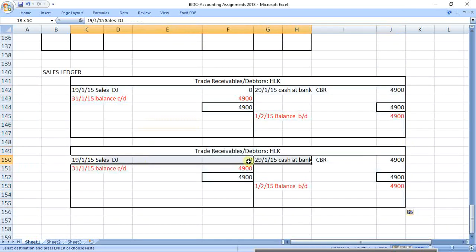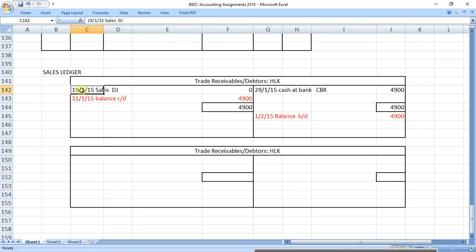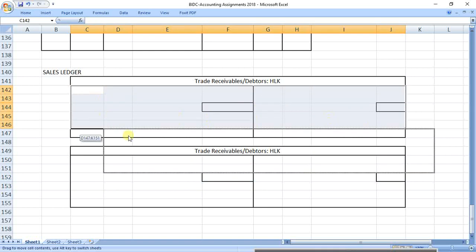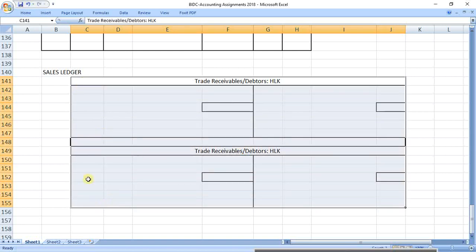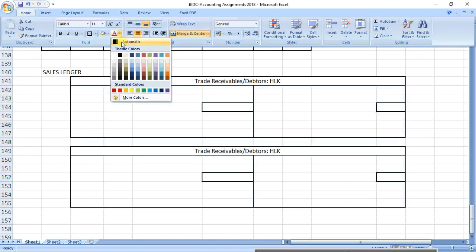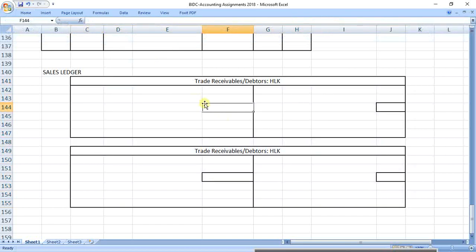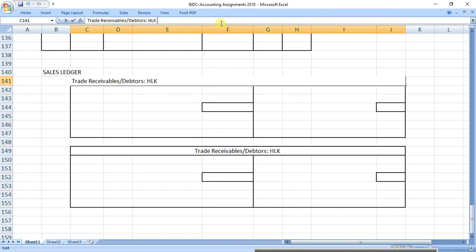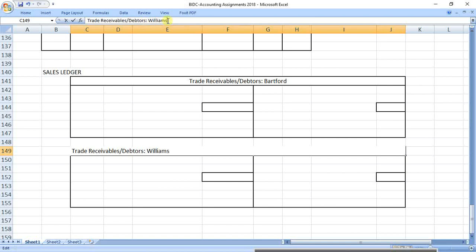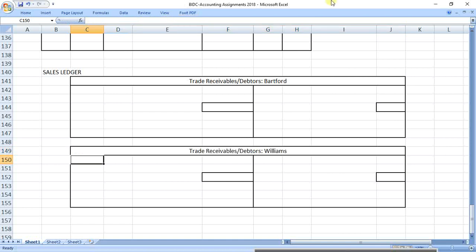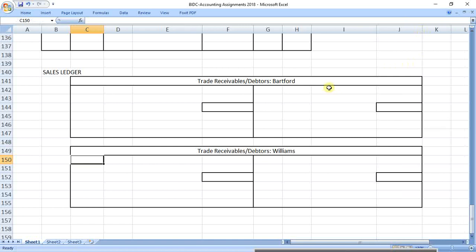Right, how many are you going to have? You're going to have 2. You're going to have trade receivable / debtor. Who's the first one? Bartford. And who's the second one? Williams. Alright, so draw that up for yourself. So you've got that, and that's the other part of the answer.